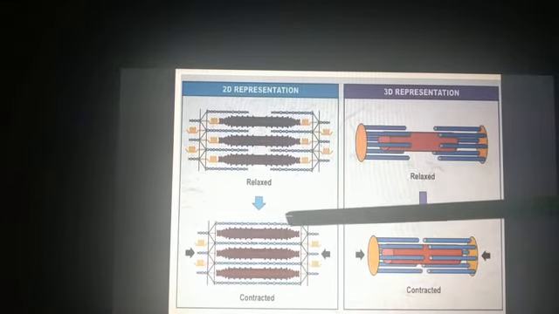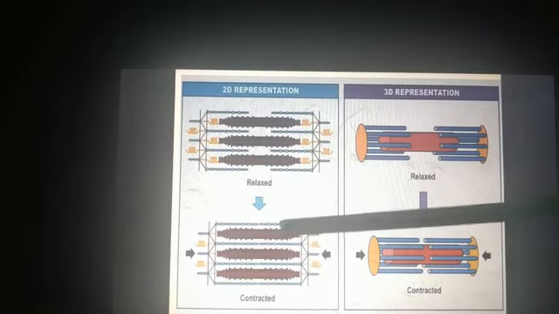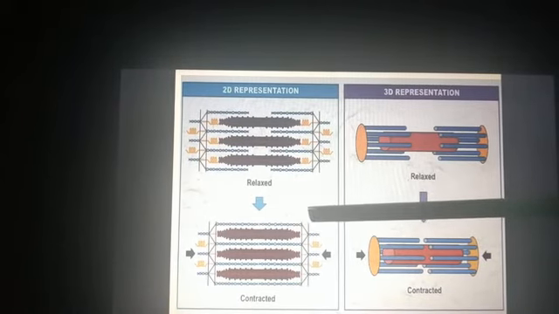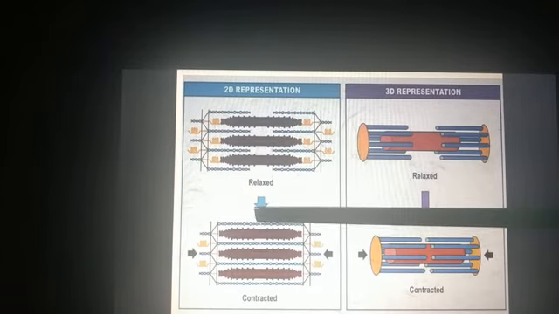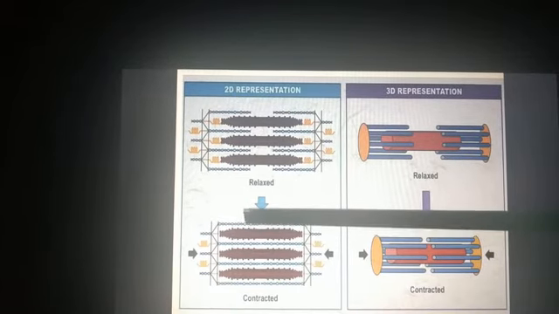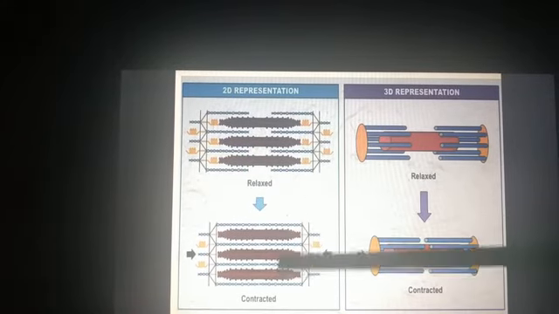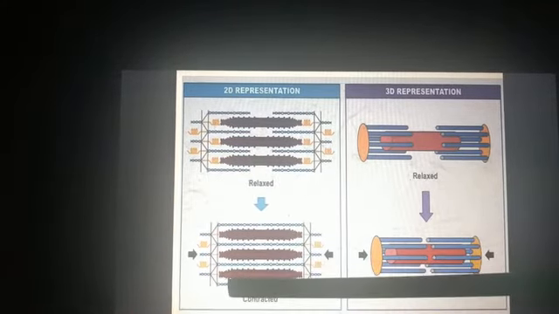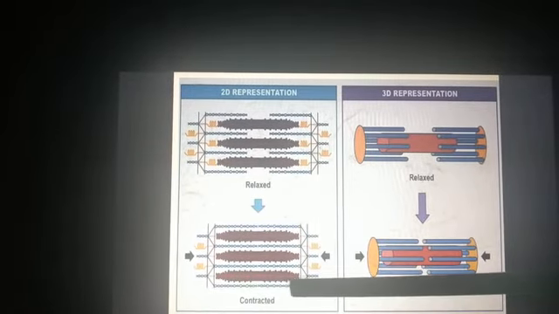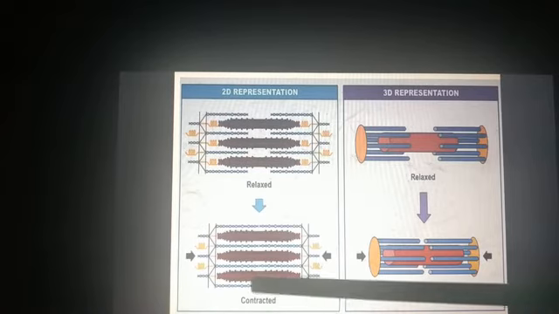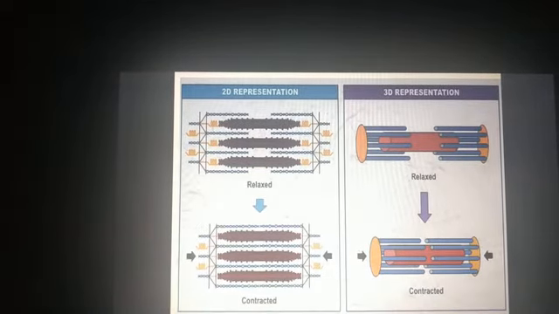If this actin was attached to this Z line, this border, so if actin is pulled, the Z line will also be pulled from this direction. Also Z line will pull. The actin will also move towards inside. So as a result, this will result in shortening of the sarcomere. This length was sarcomere, right? If actin is pulled towards inside, Z line is also pulled. So sarcomere is shortened, right?